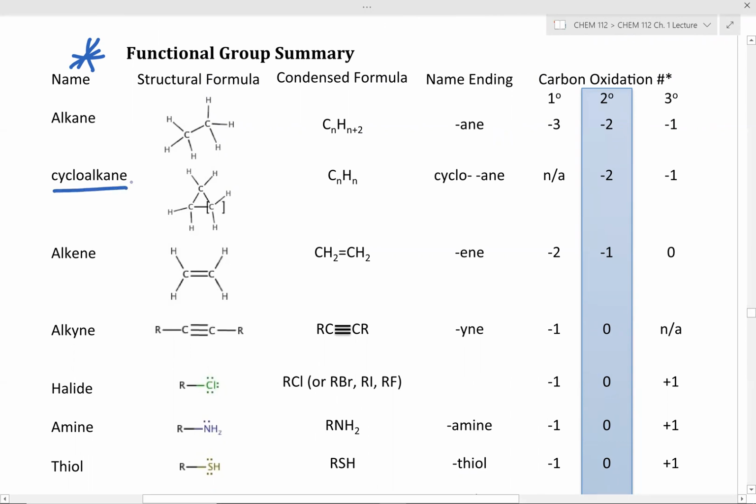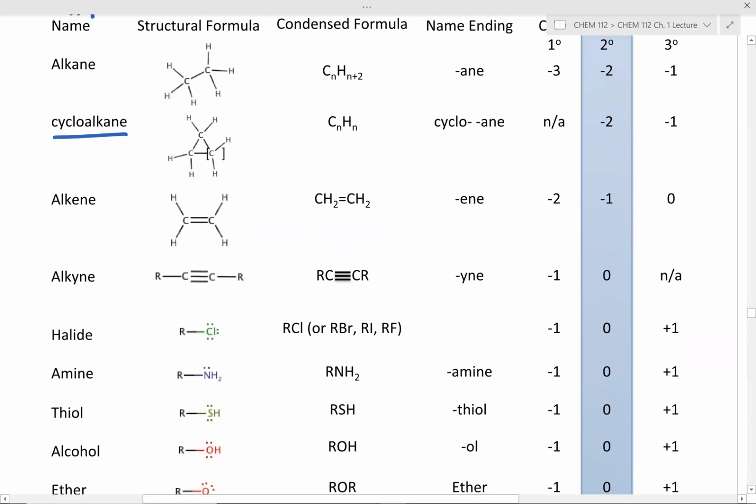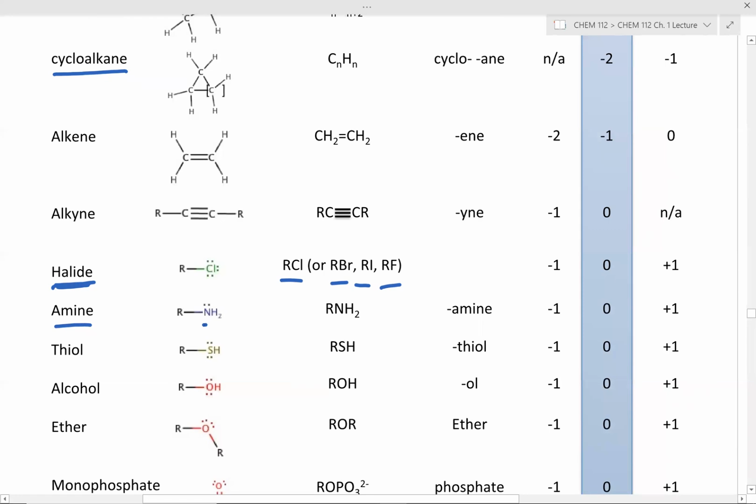So cycloalkane, cyclic, so we have our carbon atoms connected in a ring. Halides, so the word halide includes all potential halogens such as chlorine, bromine, iodine, and fluorine. So anytime you have a carbon halogen bond, you're dealing with a halide. Amine functional groups are denoted by the presence of an NH2. Thiols, as their name implies, are denoted by sulfur atoms, more specifically, the SH functionality.